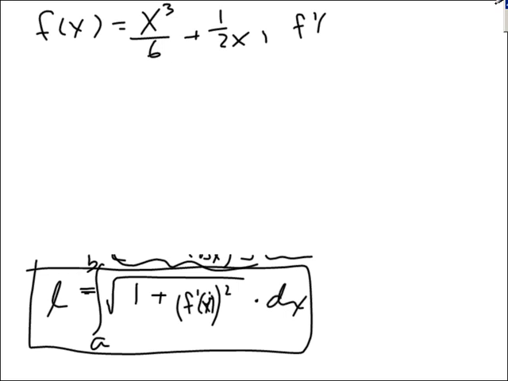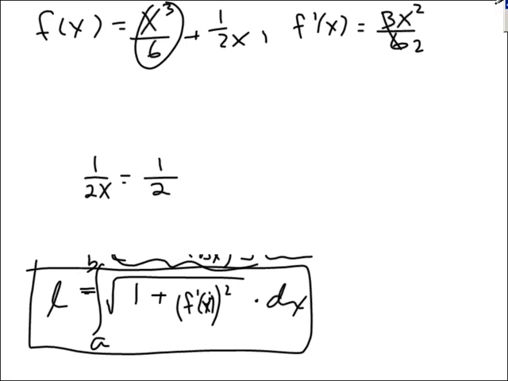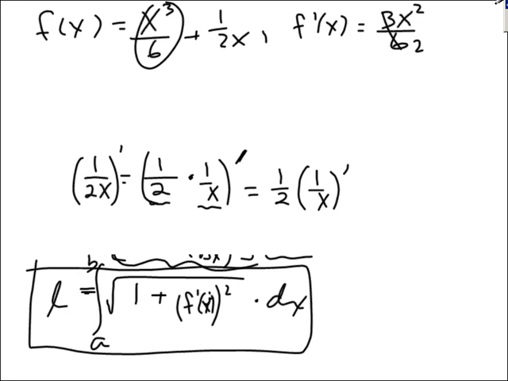Well, the derivative will be, the 6 just stays there for the first term. Derivative of x cubed is 3x squared. Fine, that reduces to that. Now, the derivative of a half x. Well, remember, that's 1/2 times 1 over x. So taking the derivative of a constant times a function, there's a rule that says you can just keep the constant and take the derivative of the function, 1 over x.